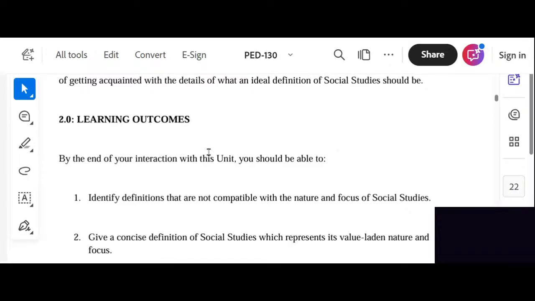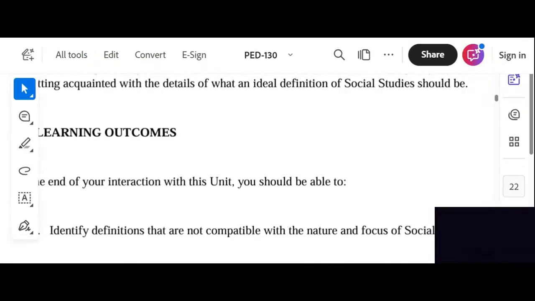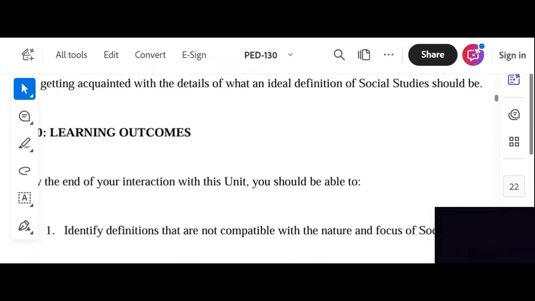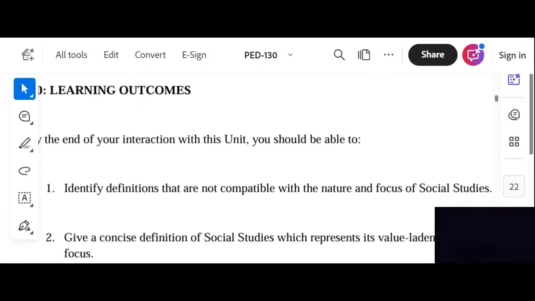At the end of this unit, what are you expected to know? What is the focus of this unit? What does this unit want you to know? The font is small, the way they wrote this material is somehow. If you zoom it a bit now, everything clears again.